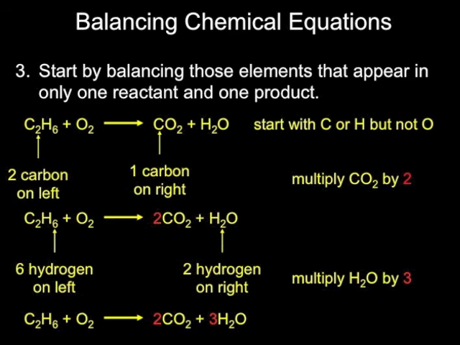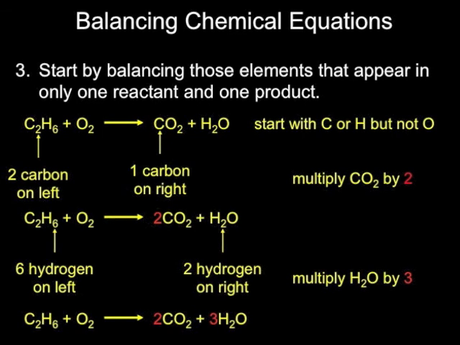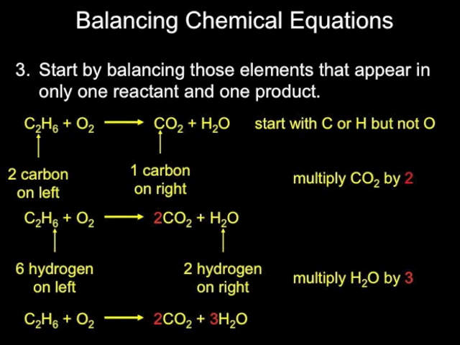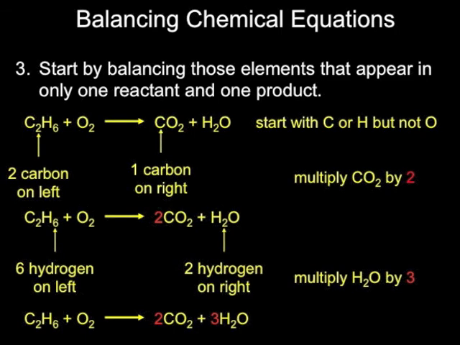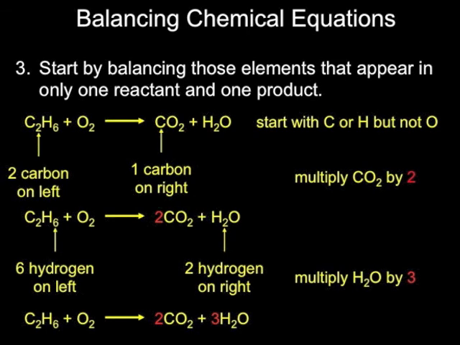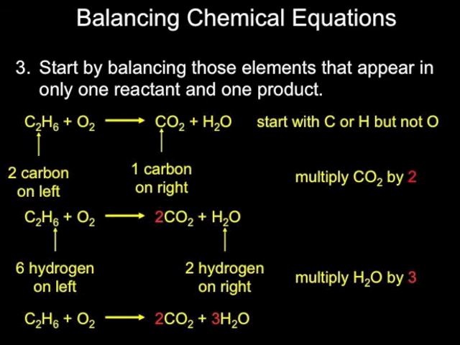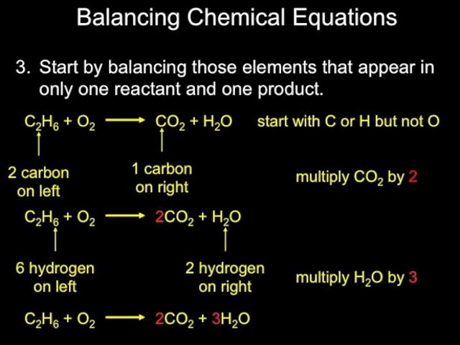Then we're going to go to hydrogen. We look at hydrogen. We have 6 hydrogens on one side, only 2 hydrogens on the other. So now we have to make those equal. So 2 times 3 is 6. So we can multiply the waters by 3. So now we're going to have C2H6 plus O2 gives us 2 carbon dioxides and 3 waters. So now our carbon, the amount of carbon we have on one side of the reaction is equal to the amount on the other. The amount of hydrogen we have on one side of the reaction is equal to the amount we have on the other.